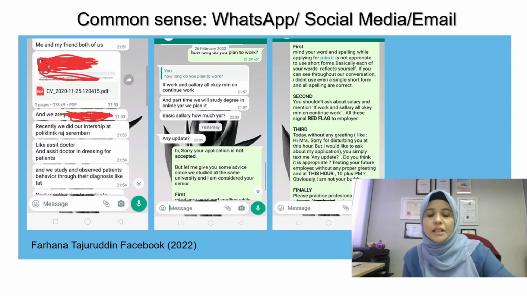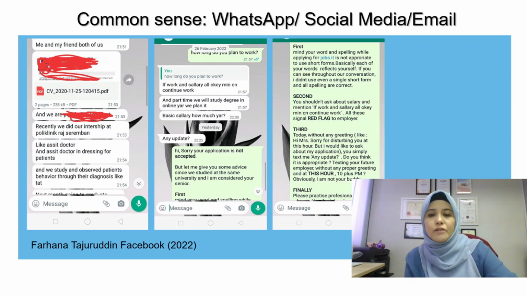But these two students are the total opposite. Second, you should not ask about salary and mention that if the salary is okay, you can continue. All these are signals of red flags. Third, without any greeting, like "hi miss, sorry for disturbing," they immediately ask for any update. So this shows rudeness.